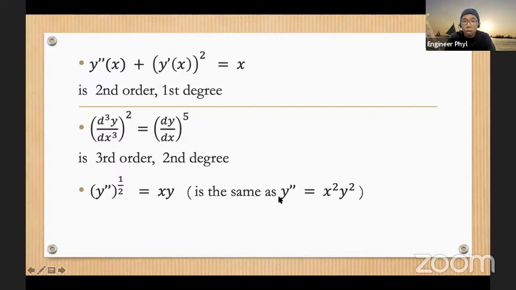Therefore, the equation will be y double prime equals, on the right side of the equation, since it's being raised to the power of 2, x squared times y squared. Now that we have eliminated the fractional exponents, we can say that since there's only one derivative, and that is the second derivative, the order is second order and the degree is first degree.